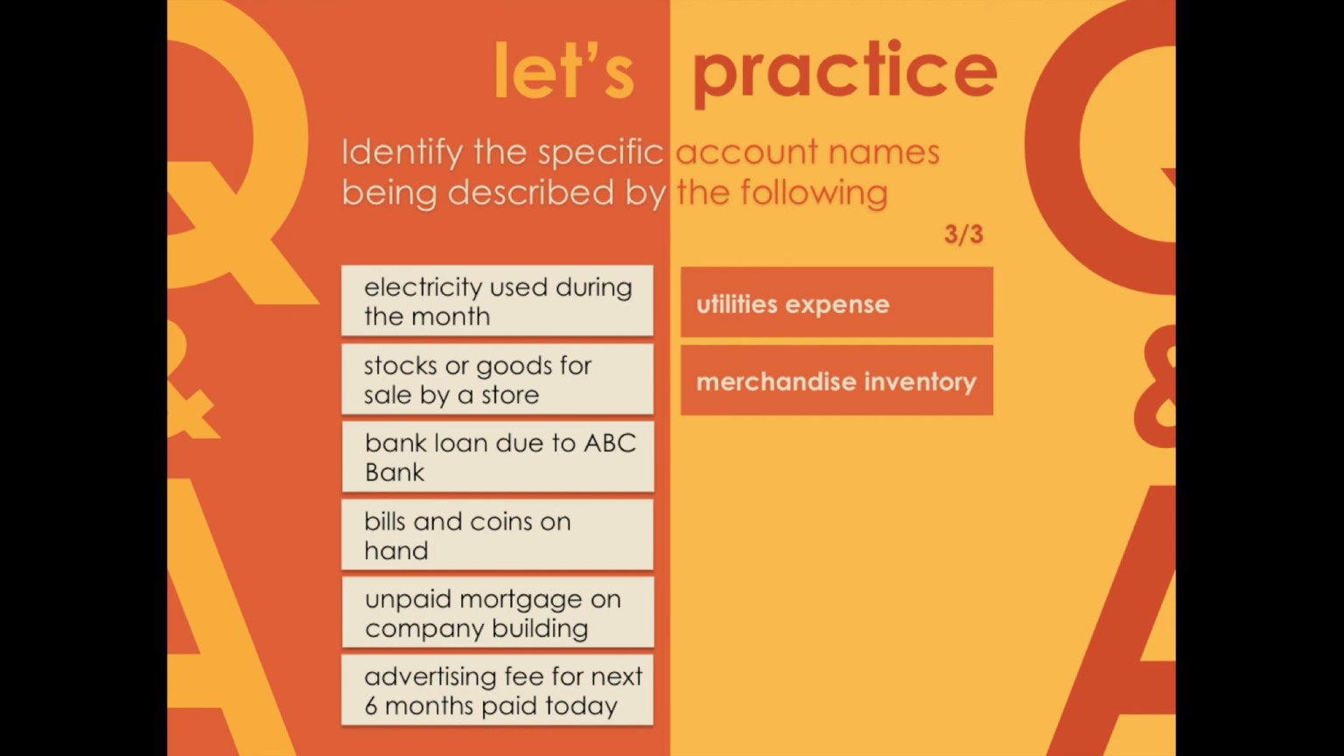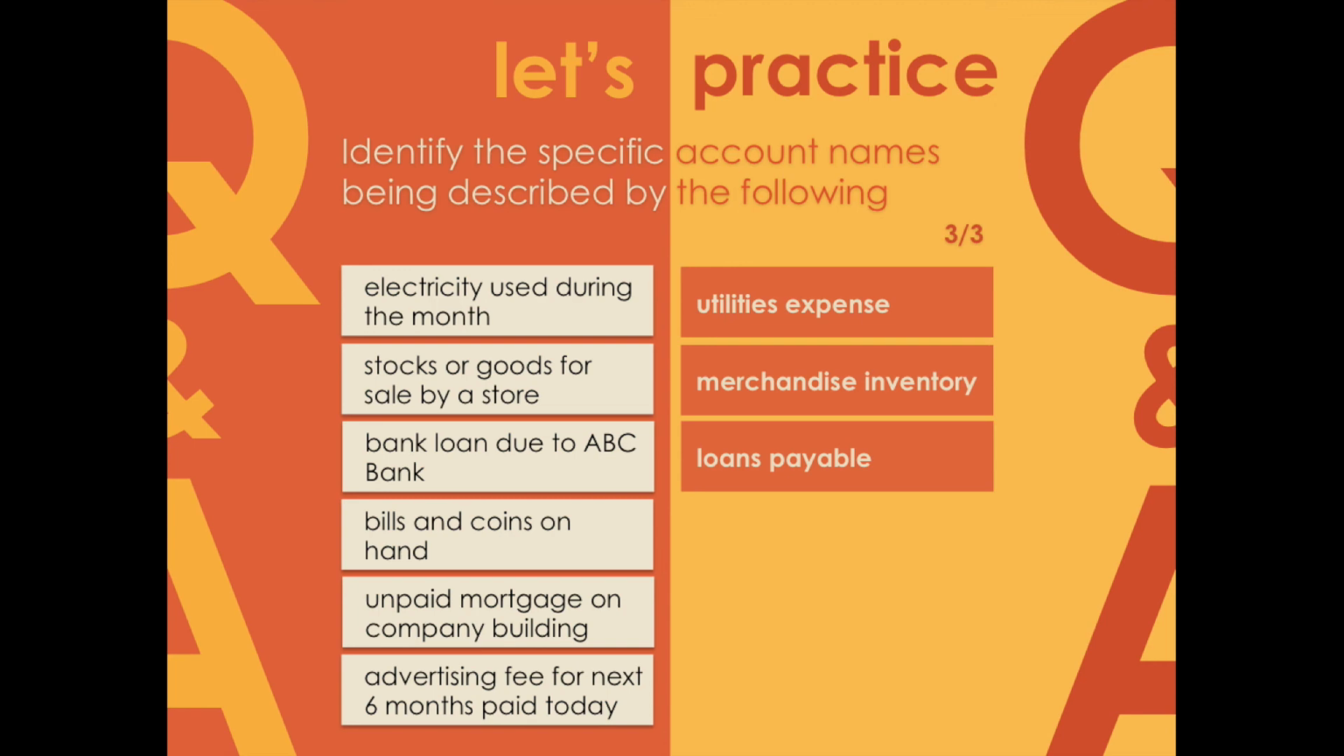Next, bank loan due to ABC Bank. So this is a loan which is due to or should be paid by the company to ABC Bank. Since this is something that should be paid, we know that this is a payable. And what specific type of payable is this? It's a loan. So the correct answer is loans payable.